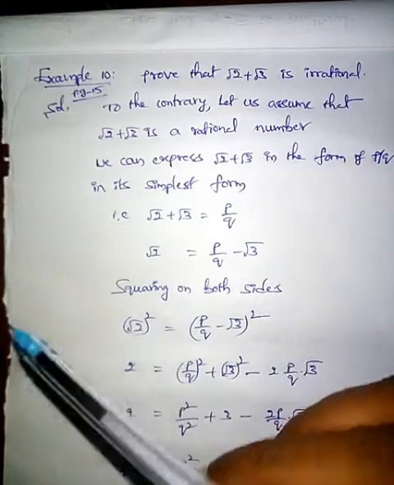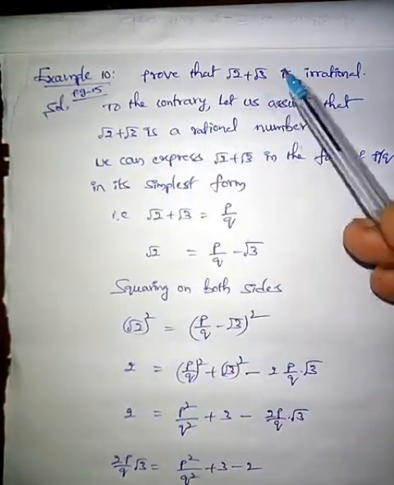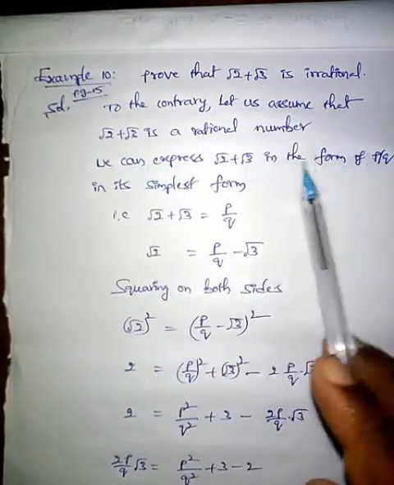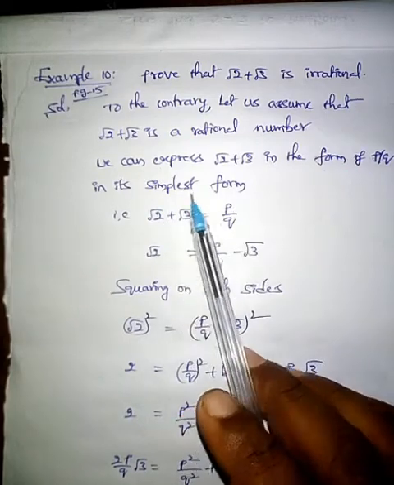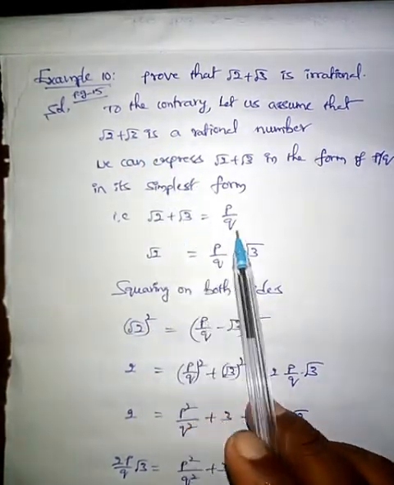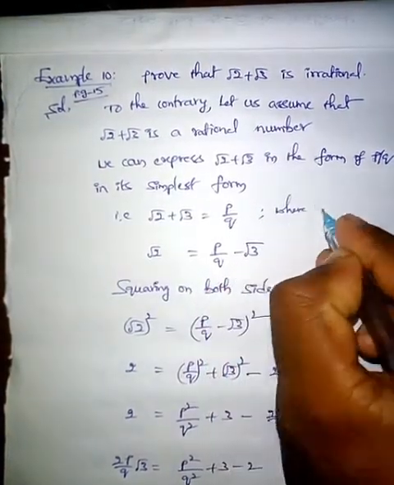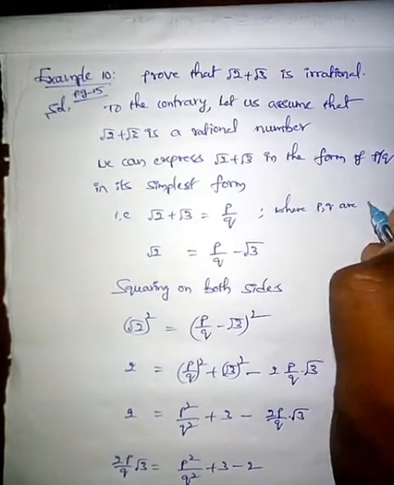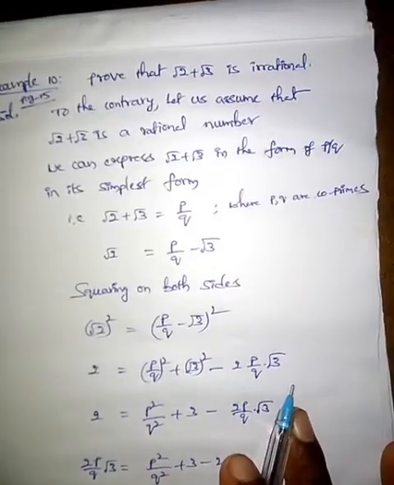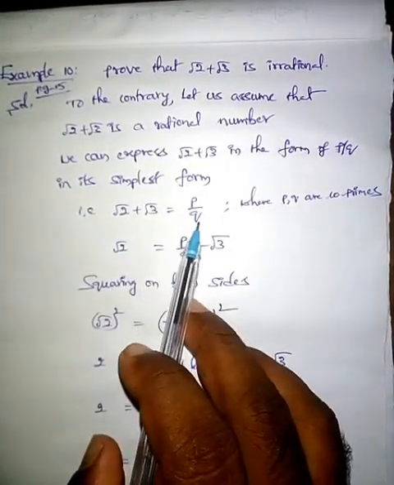But here we assumed that root 2 plus root 3 is a rational number, which is against the given statement. So we can express this in the form of p by q in its simplest form, because we assumed that this is a rational number. So that is root 2 plus root 3 equal to p by q, where p, q are co-primes. So that is root 2 plus root 3 equal to p by q.